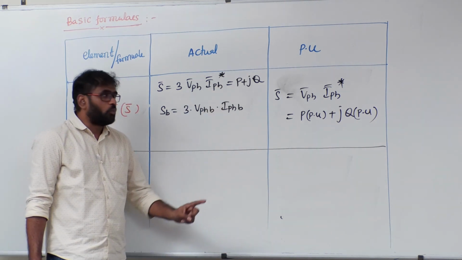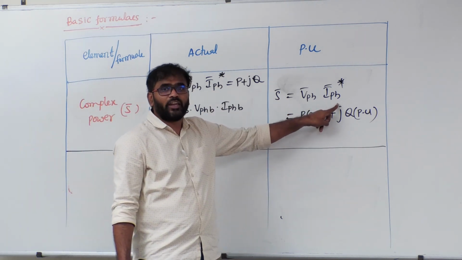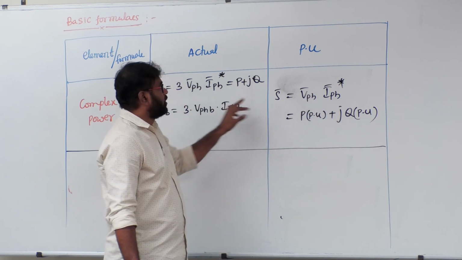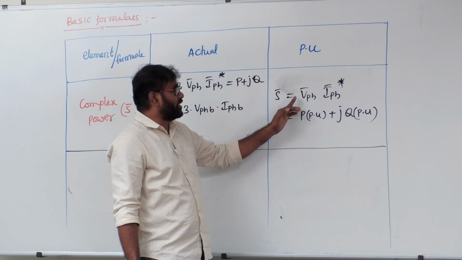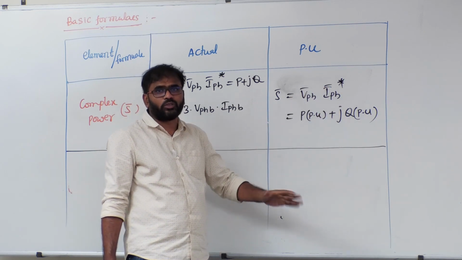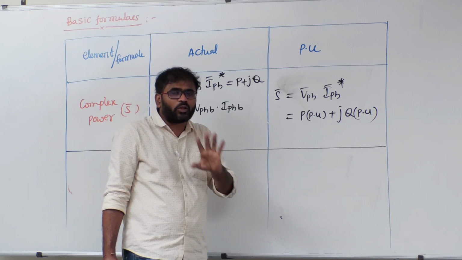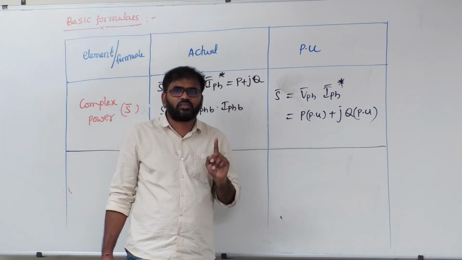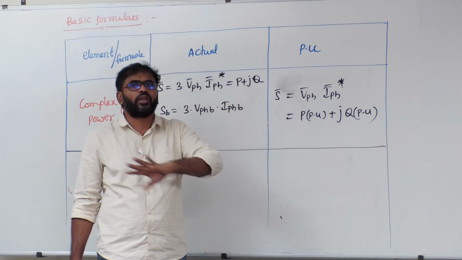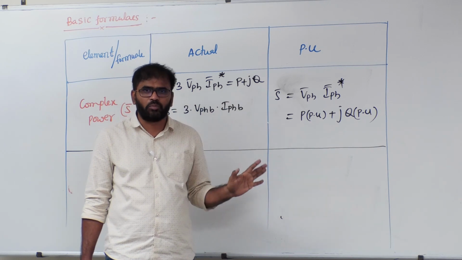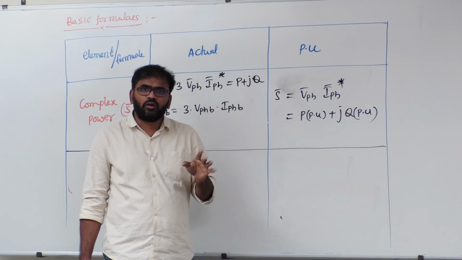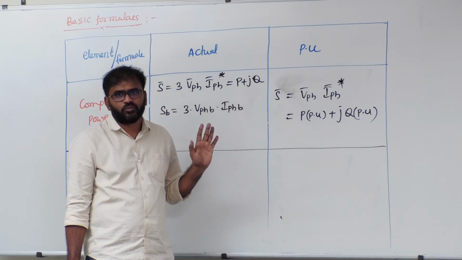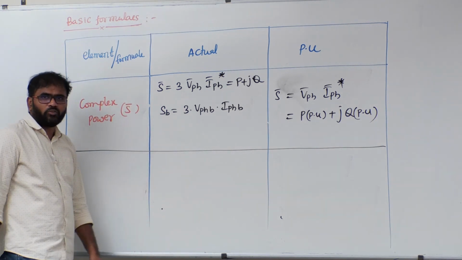Again I am saying, why have we written the formula like this? Careful, since this 3 gets cancelled. But generally many people will again say 3 into V phase I phase conjugate in per unit. No, that is a blunder. When you are dealing with per unit quantities, the 3 multiplications and 3 divisions, root 3 multiplications and root 3 divisions will not at all come. The blind way to remember: root 3 multiplications or divisions will not come in the per unit system.